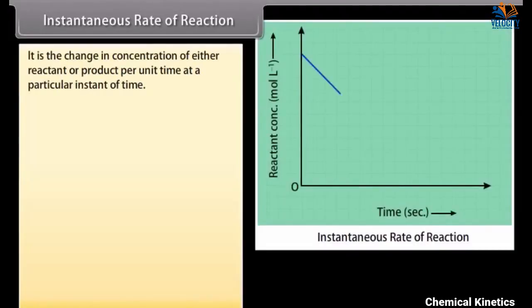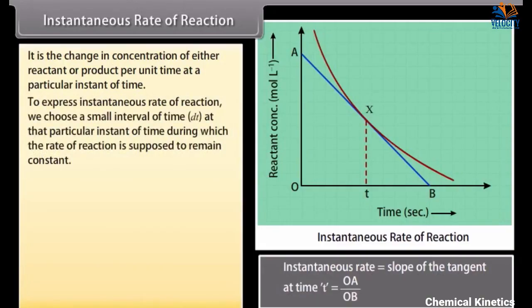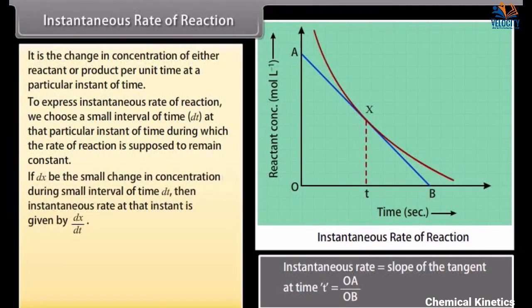Instantaneous rate of reaction. It is the change in concentration of either reactant or product per unit time at a particular instant of time. To express instantaneous rate of reaction, we choose a small interval of time at that particular instant of time during which the rate of reaction is supposed to remain constant. If dx be the small change in concentration during small interval of time dt, then instantaneous rate at that instant is given by dx by dt.